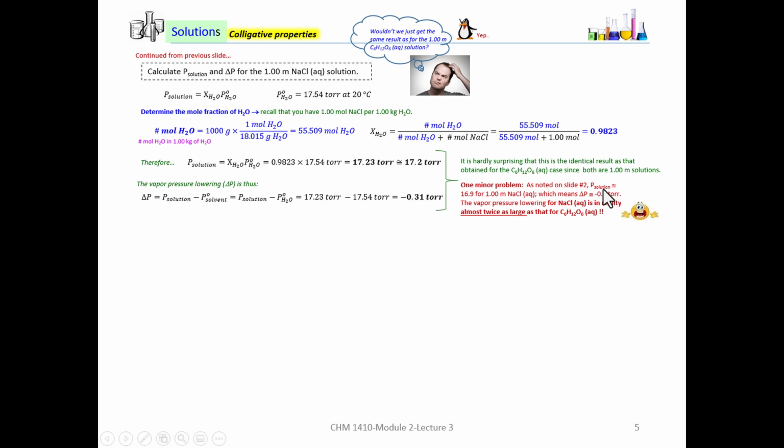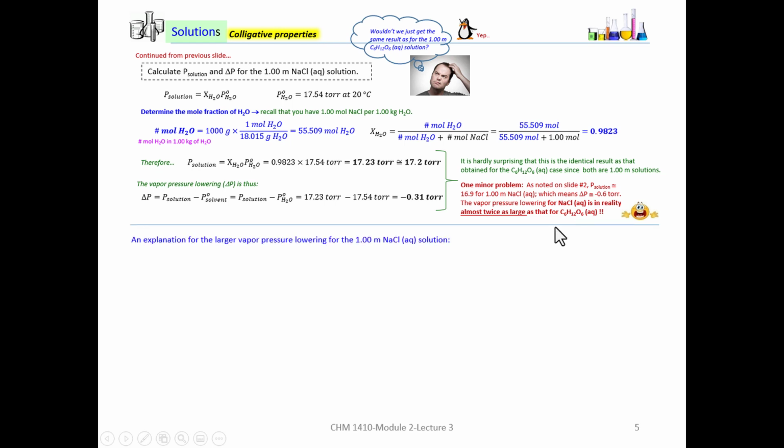It turns out that the vapor pressure of water over the 1 mol solution of sodium chloride is not 17.2, it's 16.9, which means that the vapor pressure lowering for sodium chloride solution is not minus 0.31 as calculated from Raoult's law. It's actually about minus 0.6. So the vapor pressure lowering for sodium chloride solution is in reality almost twice as large as that for the glucose. And remember, we're amazed at this only because the solutions are of the same molality.